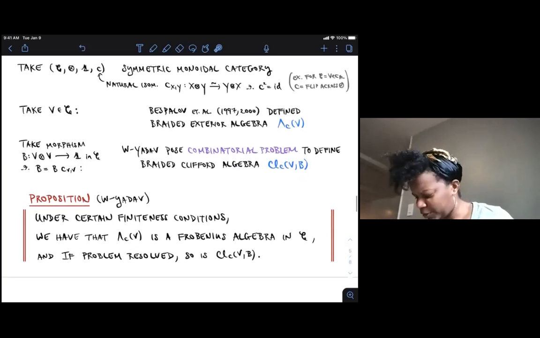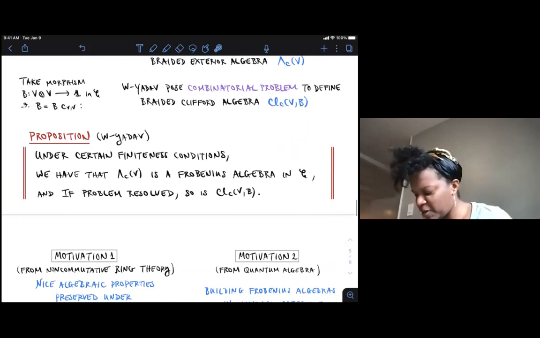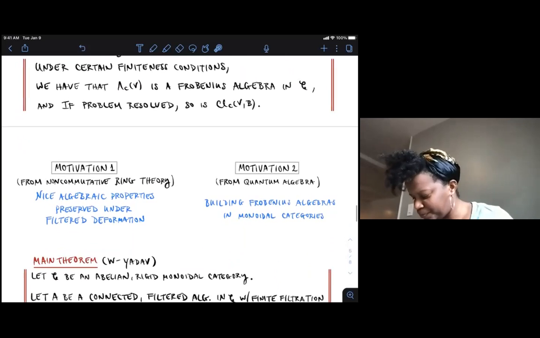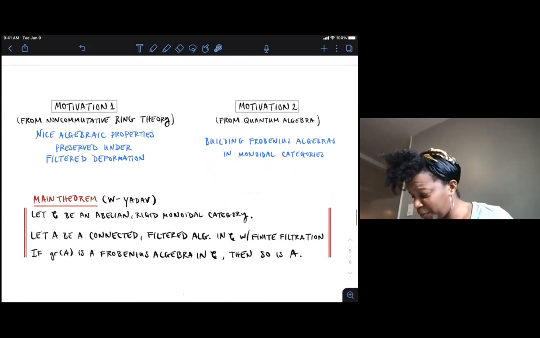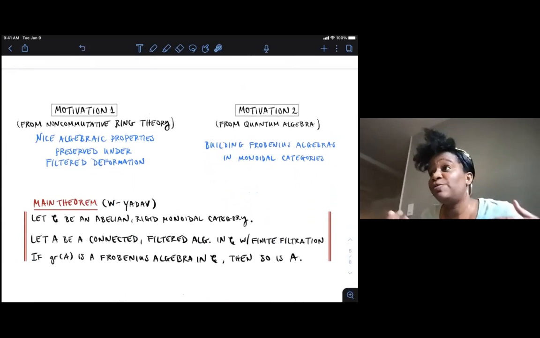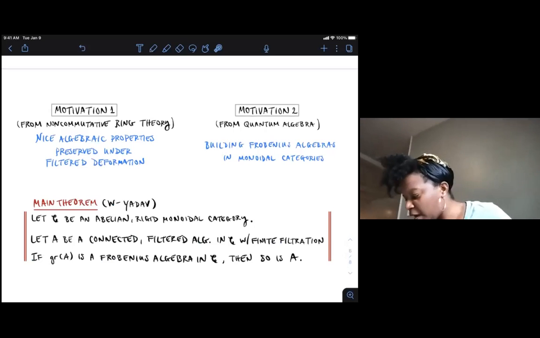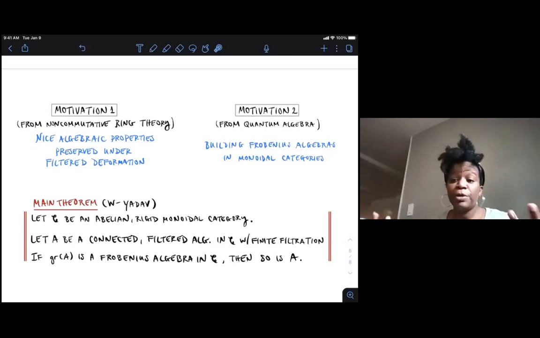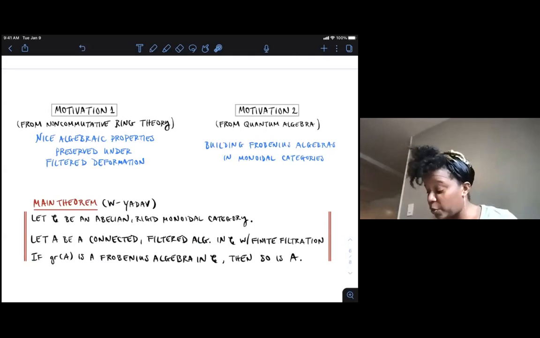Some other further directions that might be of interest to folks. Again, I have these 2 motivations here coming from ring theory, taking algebraic properties and preserving them under filtered deformation. We've talked about preserving Frobenius. And from the perspective of quantum algebra, building Frobenius algebras in monoidal categories. And here's our main result, blending the 2.